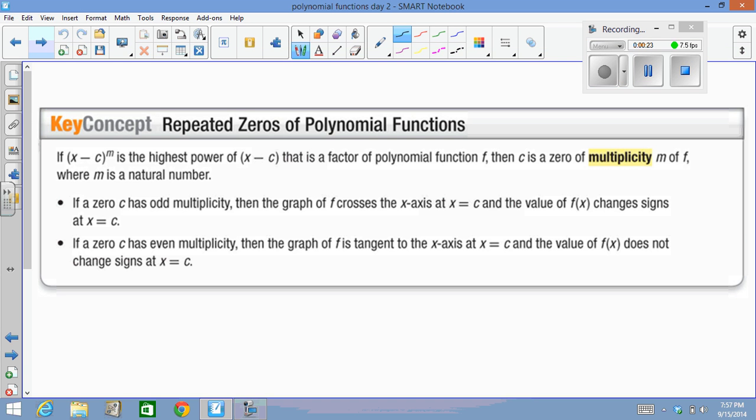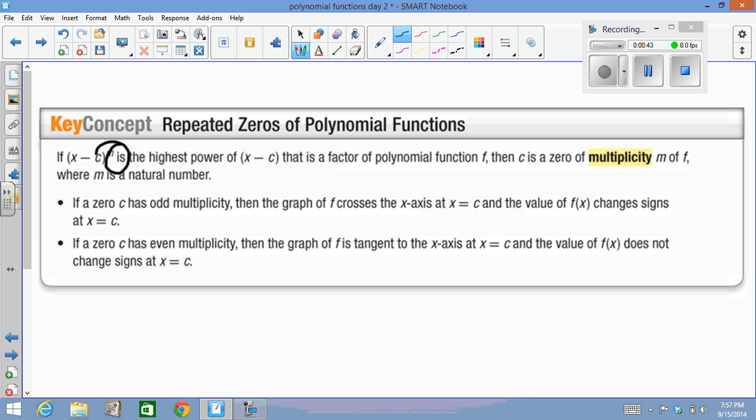So the first thing we have is repeated zeros of polynomial functions. And this is what I was alluding to yesterday when I talked about multiplicity. Multiplicity tells us whenever we have a power, that tells us that we have like a double root or a repeated root. So the multiplicity comes from the m, which I kind of didn't circle there.